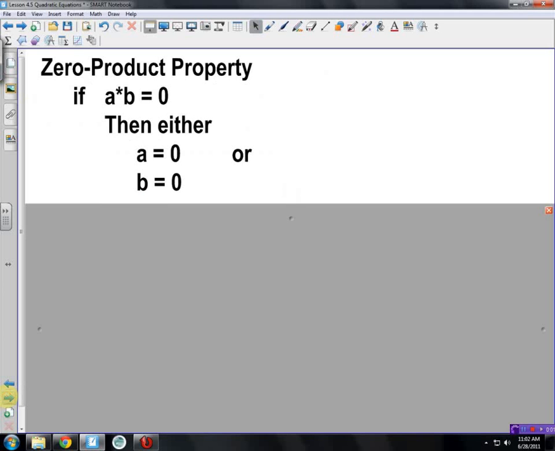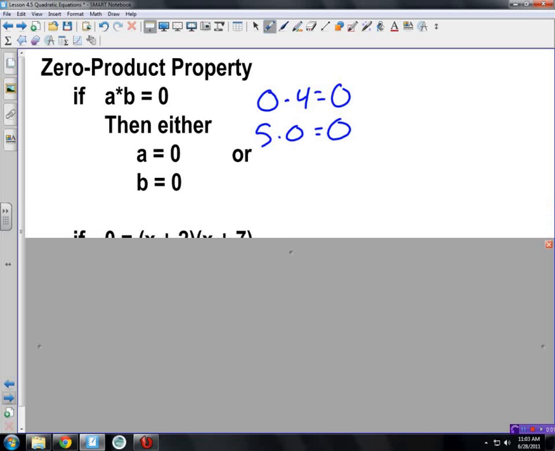All right, zero product property. Well, if we have a times b is equal to 0, then we either have a is 0 or b is 0. Right? And this makes sense because 0 times 4 is 0, and 5 times 0 is 0. So one of those two has to be 0. Right, one or the other.